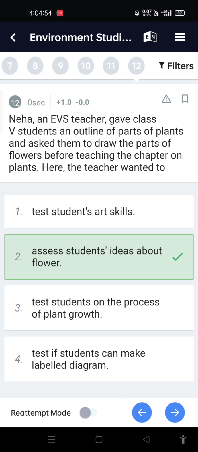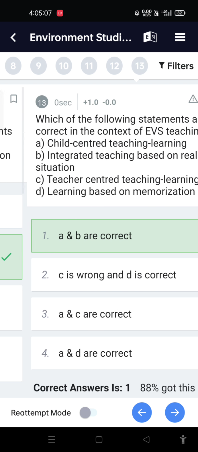Neha, an EVS teacher, gave class 5th students an outline of parts of plants and asked them to draw the parts of flowers before teaching the chapter on plants. Here, the teacher wanted to assess students' ideas about flowers.